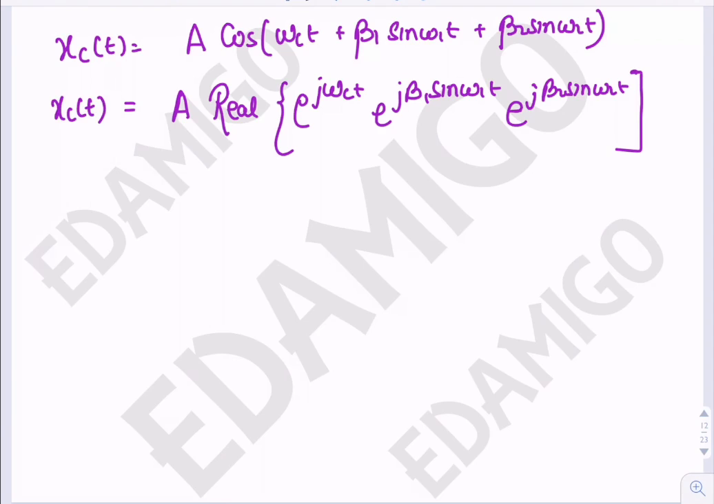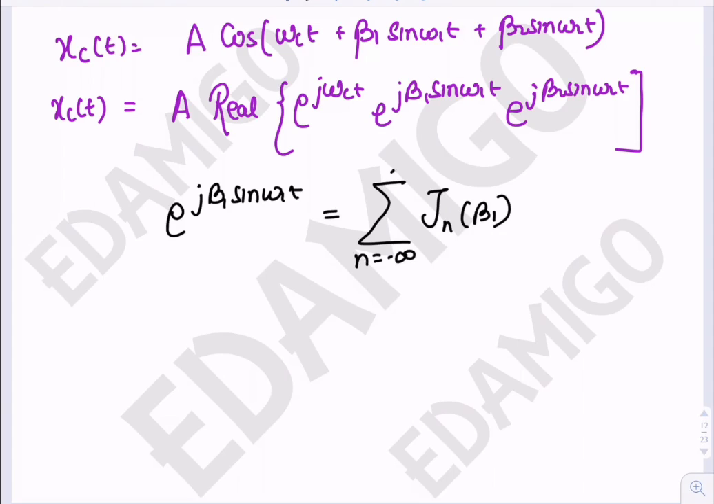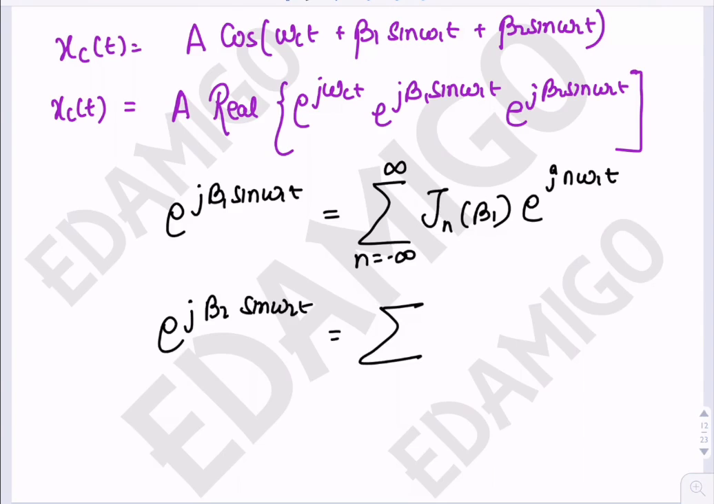So from the above discussion, we can see that e^(j beta_1 sin omega_1 t) will be written as the summation of J_n(beta_1) e^(j n omega_1 t), n equals minus infinity to infinity. And e^(j beta_2 sin omega_2 t) will be written as the summation from minus infinity to infinity of J_m(beta_2) e^(j m omega_2 t).